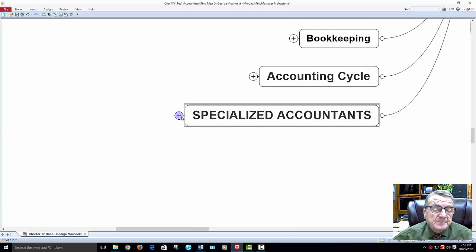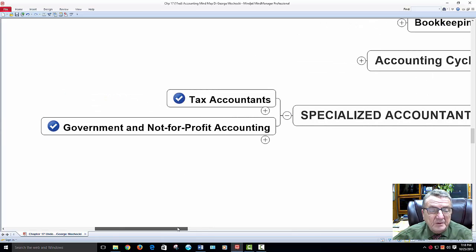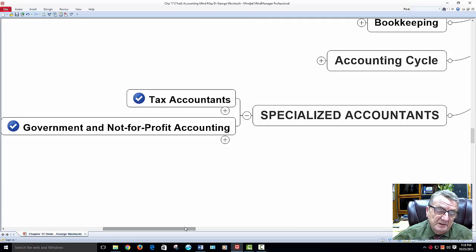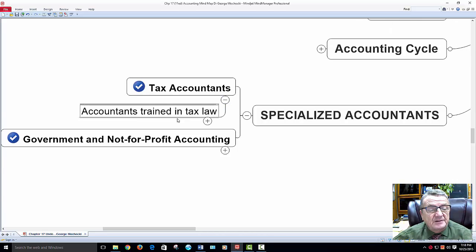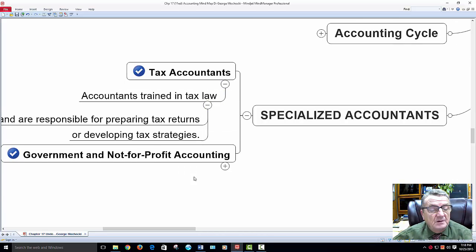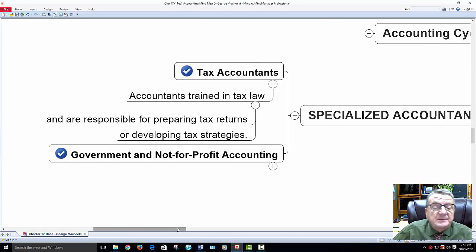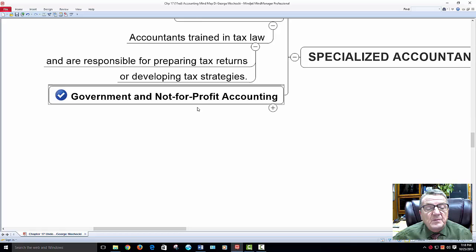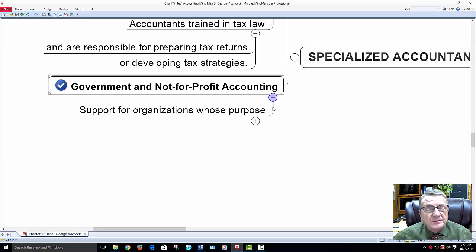Okay, specialized accountants. When we look at specialized accountants, we have one that only deals with taxes, which is good. Because if you have a tax accountant, he or she should know the tax code inside and out to minimize my tax obligation. I love the government. I want to minimize the tax amount. They're trained in tax law, and are responsible for preparing tax returns or developing tax strategies to minimize the tax rate legally.